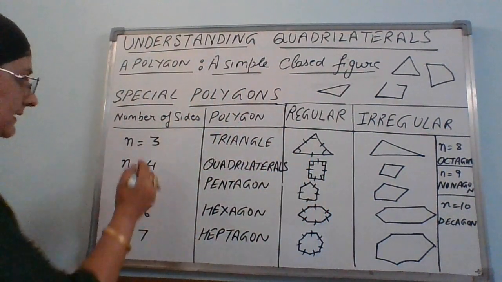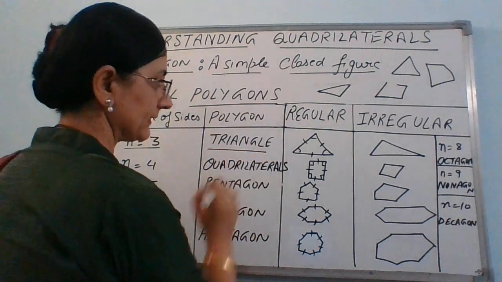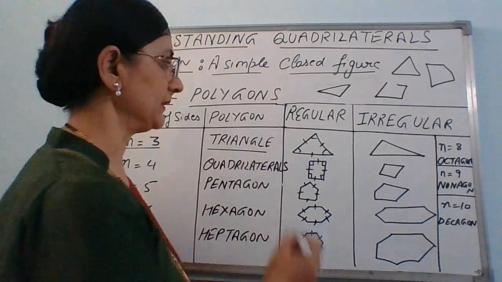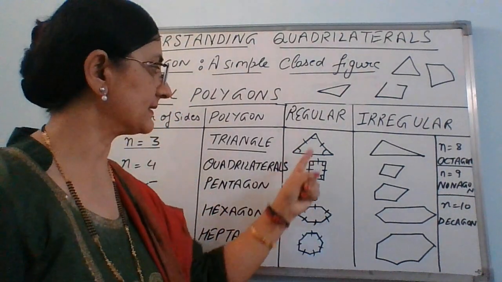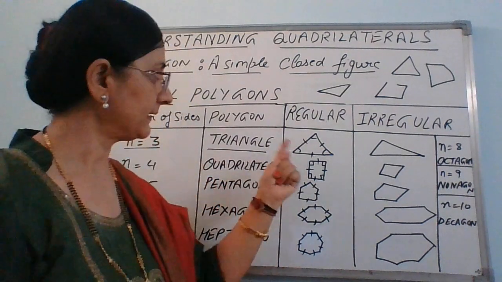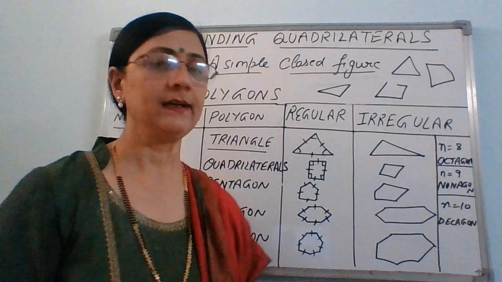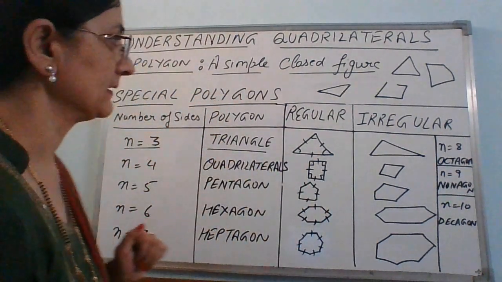Now first let us start. When the number of sides is 3, it is a triangle, and it will be regular if all the sides are the same and the angles are the same. For example, an equilateral triangle, right? So it is regular. And the isosceles triangle and scalene triangle are irregular polygons.